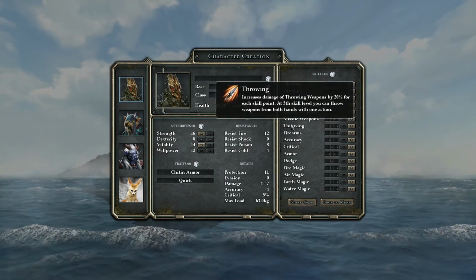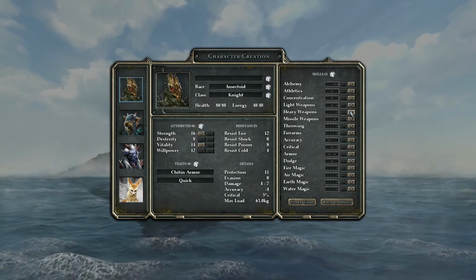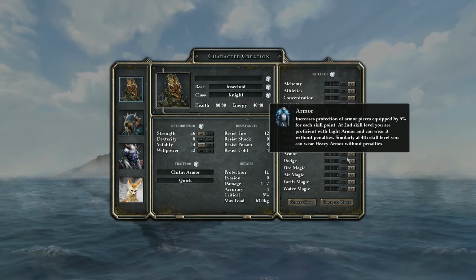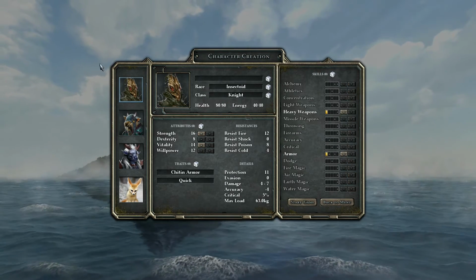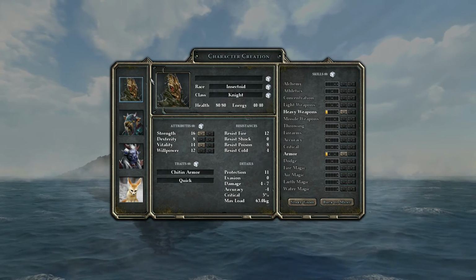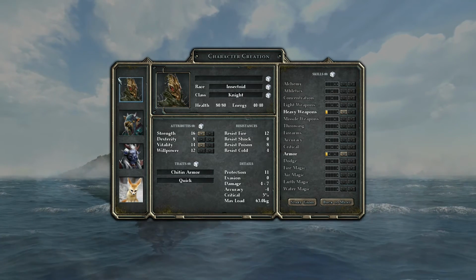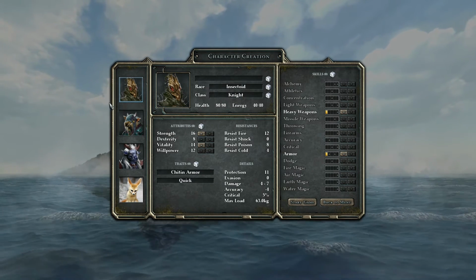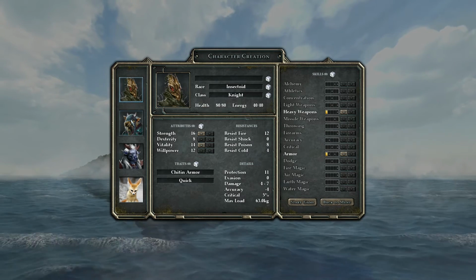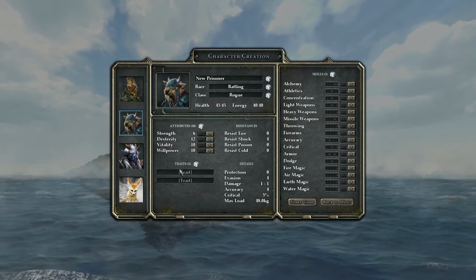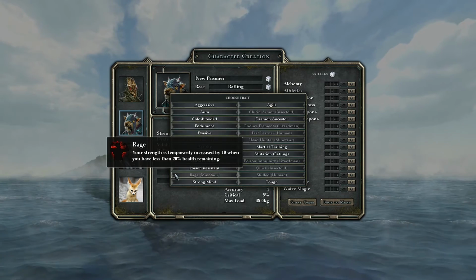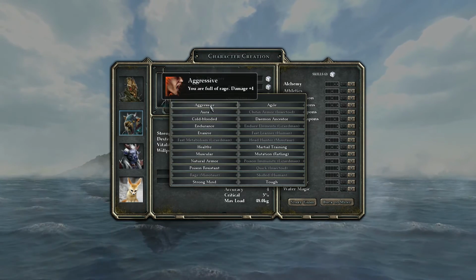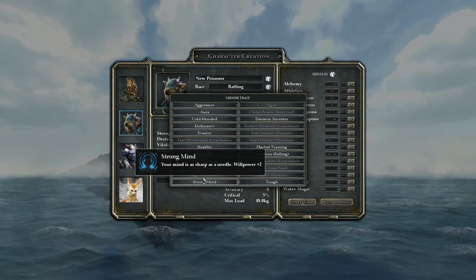Now, we chose heavy weapons and armor. The main reason for that is, he's going to be our armor tank, our soak tank, as it's sometimes called. Our friend here, our Ratling Rogue, however, he's going to be evasive and agile. So we have agile and evasive.